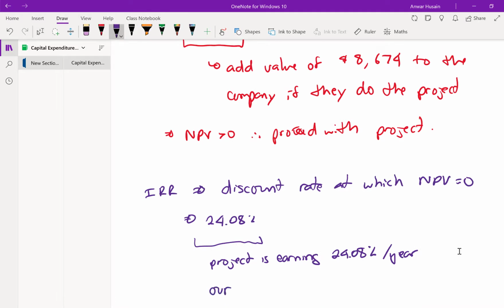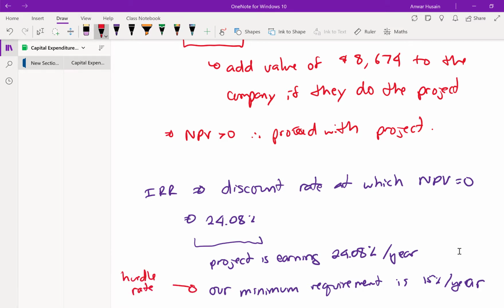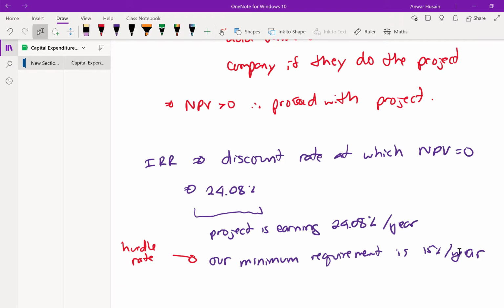And our minimum requirement is 15% per year. This is sometimes referred to in finance as the hurdle rate. This was given; we were saying that 15% is what the project must earn. So if it earns more than 15, then the NPV is positive and you proceed. In this case, it's earning about 24, so it's well over the requirement. On that metric, you would proceed as well.